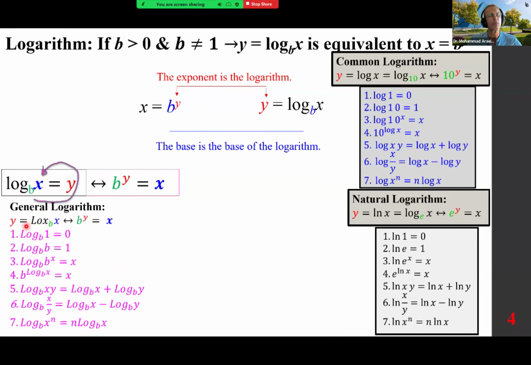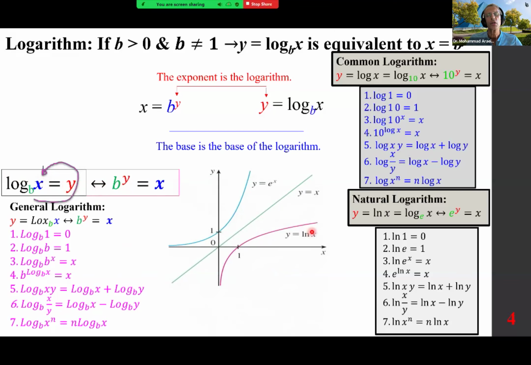And I hope you see that from the general log to common log to natural log, ultimately it's understanding the concept of this arrow. The two functions are inverse functions, therefore they're symmetric with respect to the line y equals x. In general, logarithmic functions and exponential functions. In particular, we are looking at y equals e to the power of x and y equals ln x. We also have the change of base formula. Log x base b is log x over log b, or ln x over ln b.